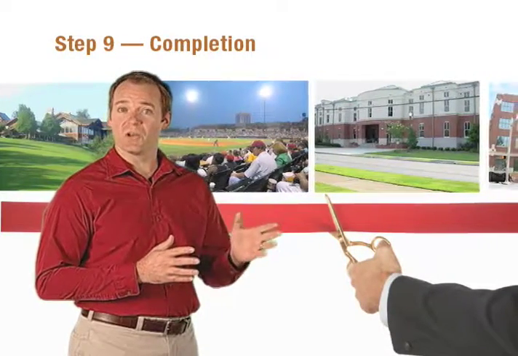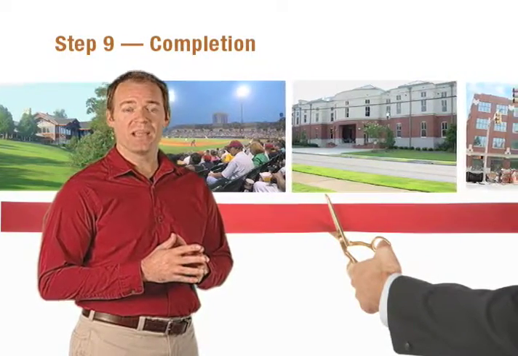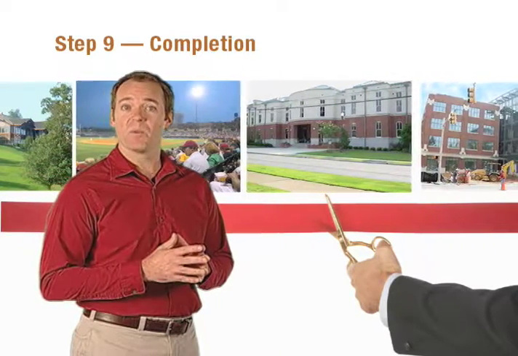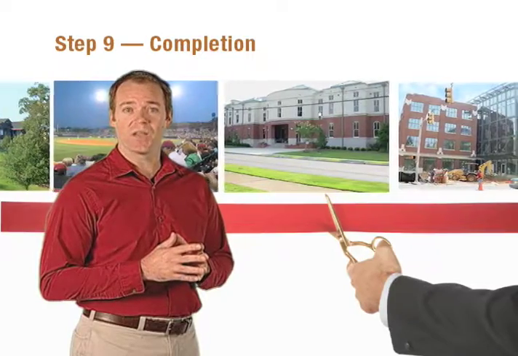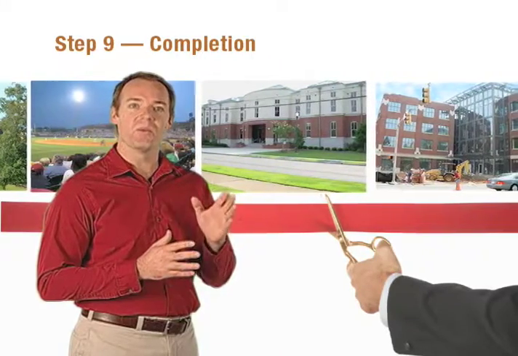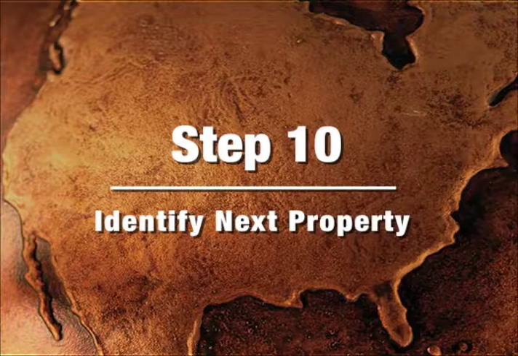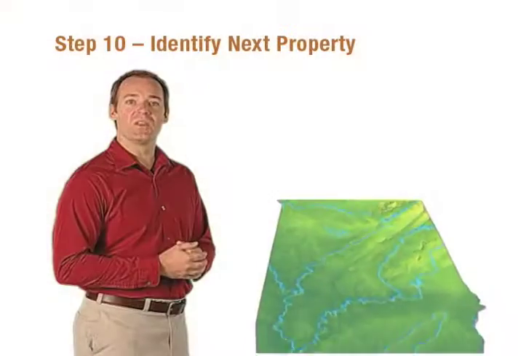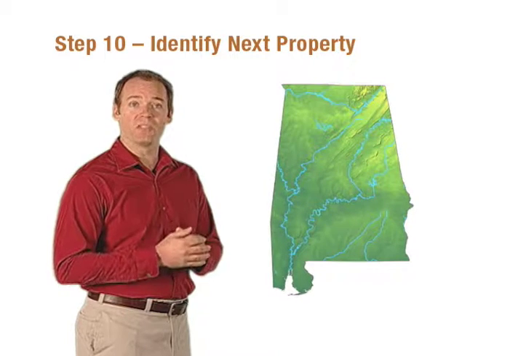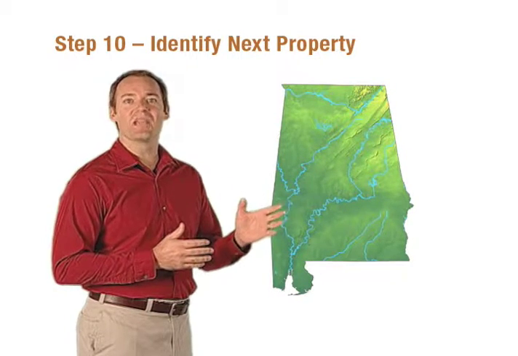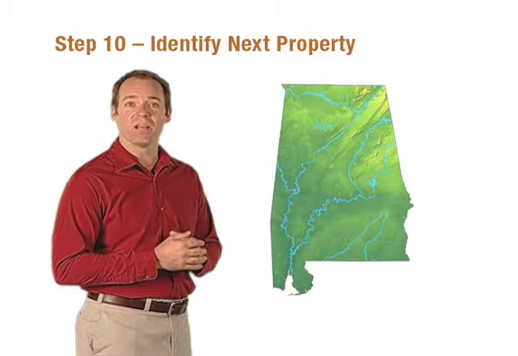What was previously an underutilized property or an eyesore has been returned to productive use in the community. The site would be listed on the ADEM Brownfields website and GIS Site Inspector to assist with promoting the beneficial reuse of the property. Step 10. Identify next property. Local governments and developers identify the next property to be brought back into productive reuse in their communities. ADEM stands ready to assist local governments and developers throughout the process.